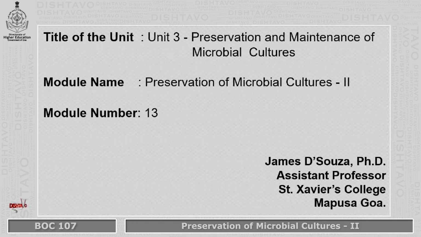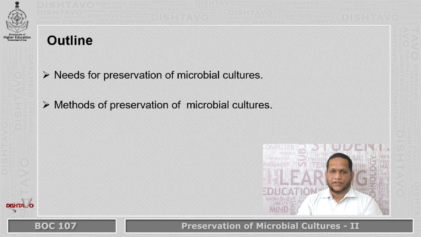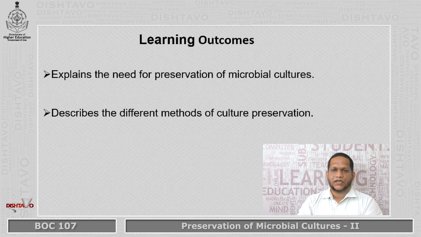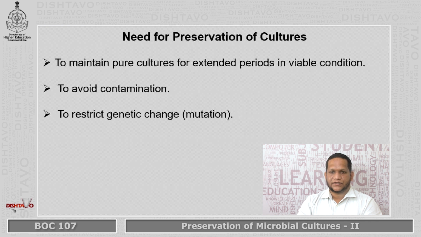Module name is Preservation of Microbial Culture 2. Now, this subtopic is from Microbiology and Plant Pathology paper. Outline: needs for preservation of microbial culture and methods of preservation of microbial culture. Learning outcomes: students will be able to explain the need for preservation of microbial culture. We can describe the different methods of culture preservation.